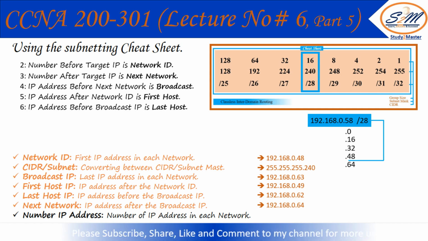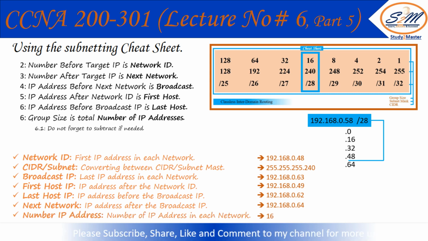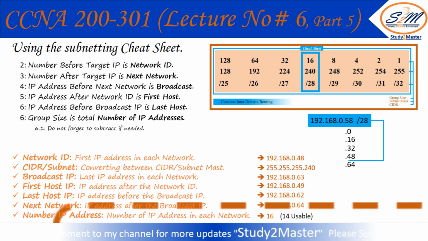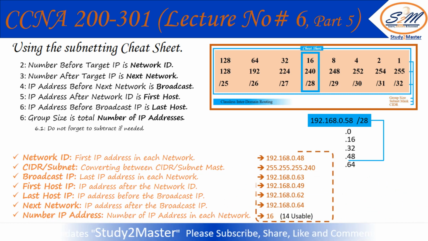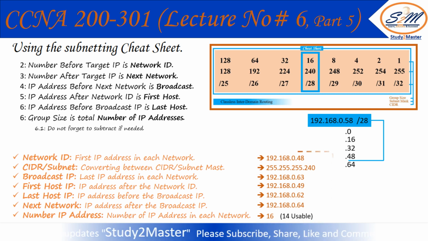We can use different ways as well. If you want to identify the last usable IP address, just subtract 2 from the next network or just subtract 1 from the broadcast IP address. Number of IP addresses in each network: in this network, we have 16. The total number of IP addresses is 16, but do not forget to subtract 2 from the total number. So in this case, we use only 14 IP addresses out of 16. So this is the process of how we use the cheat sheet.